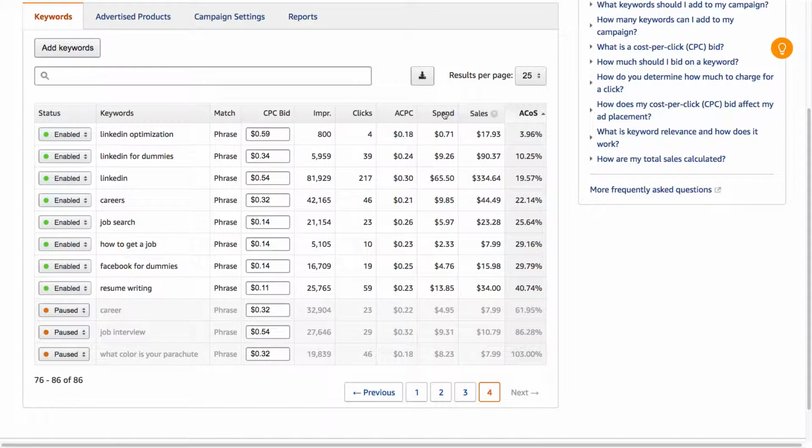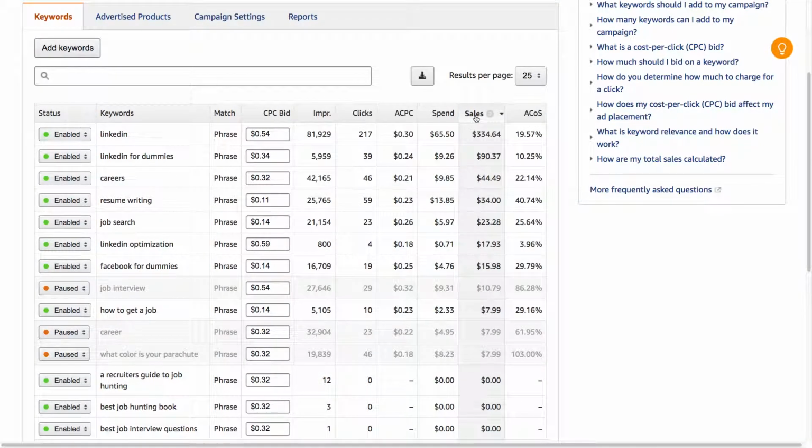One thing I like to look at is the total spend and the total sales. So actually, let's look at total sales first. I always sort by the biggest selling keywords of all. So not surprisingly, for a book about LinkedIn, LinkedIn is the number one keyword for sales. And ACOS of 20%, I've spent $65. I'm actually okay with that. I think that's a pretty good level. Again, this resume writing one, that's a little bit suspicious, but this lets me see kind of where the performance is taking place.